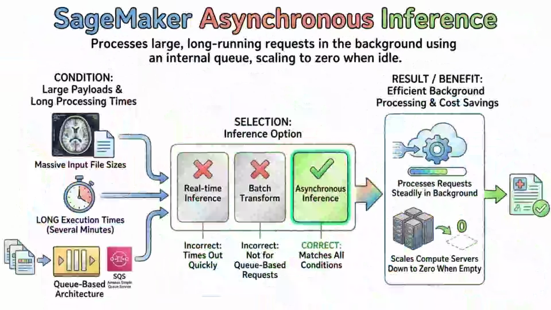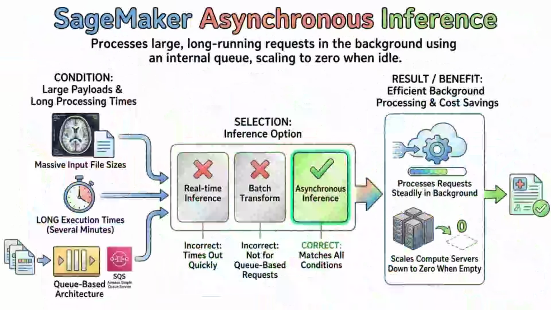Another fantastic deployment option is SageMaker asynchronous inference, which is designed for processing large request payloads that take several minutes to run, such as analyzing a massive high-resolution medical scan or a long audio recording. Unlike real-time endpoints that will quickly time out if a response takes too long, asynchronous inference places incoming requests into an internal queue powered by Amazon's Simple Queue Service.